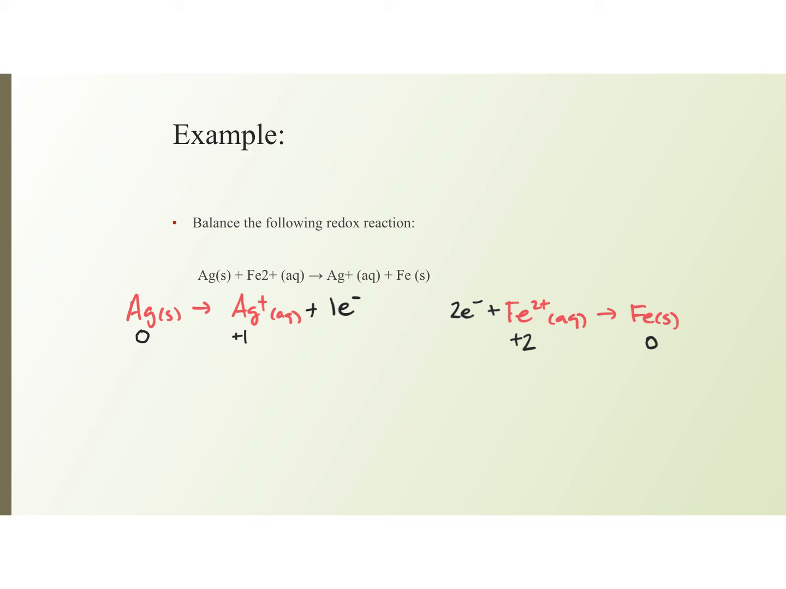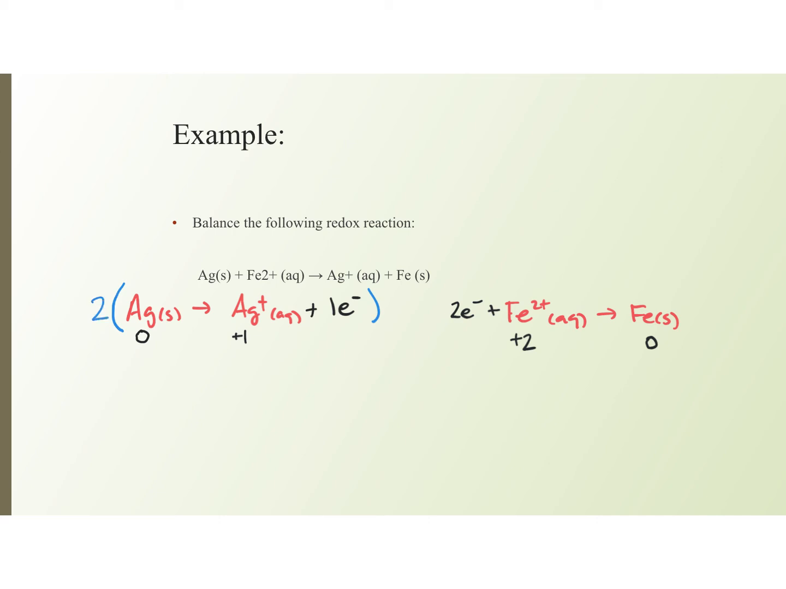on this side. Okay, so step 1, separate the half reactions. Step 2 is to add the electrons as needed. Step 3, the electrons should be canceled, but in this case, the first half reaction only has 1 electron involved, while the second reaction has 2 electrons involved. So to make sure that these electrons end up canceling, we are going to multiply this silver equation by 2.